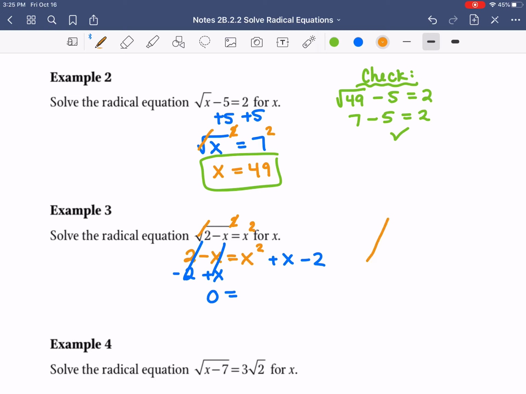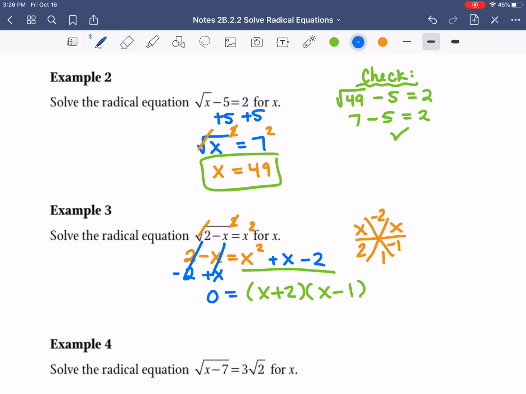That problem can be factored via snowflake. There's no GCF or anything, so you multiply a times c on top, b goes on the bottom. We need two numbers that multiply to -2 but add to 1. Well, the only thing that multiplies to 2 is 2 and 1. Since it's a negative on top, 1 has to be negative. 2 minus 1 is 1. So I took this polynomial right here and I factored it, and I got x plus 2 times x minus 1.